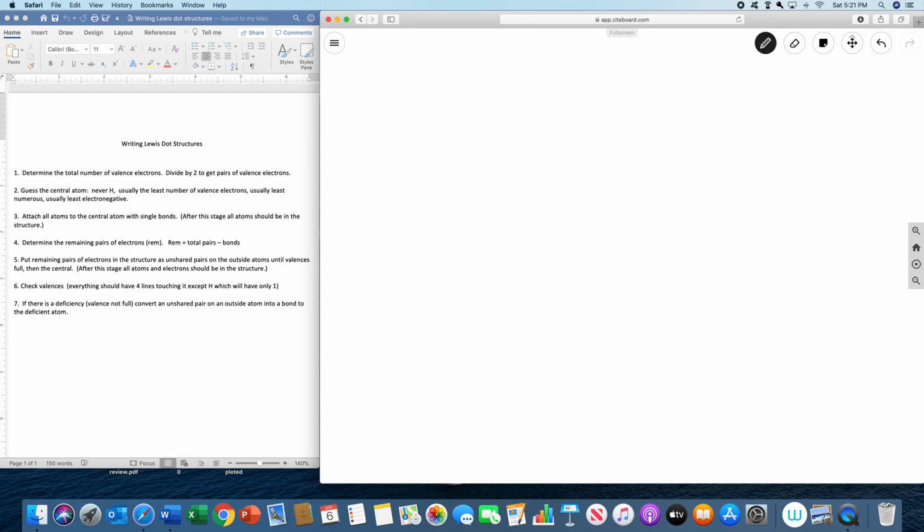All right, so the first example I'm going to do is methane. We're going to draw the structure for CH4. Looking over here, step 1: determine the total number of valence electrons. So you might want to pull out a periodic table for this. This should be a reminder. We just did this. You were just tested on this.